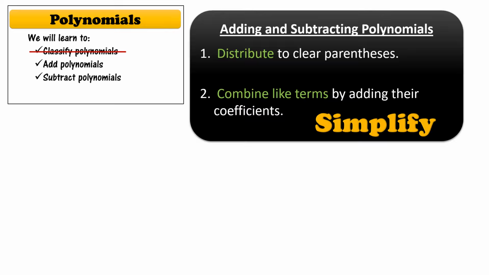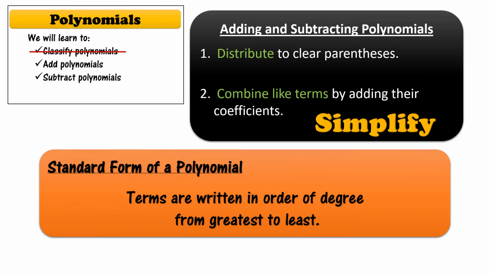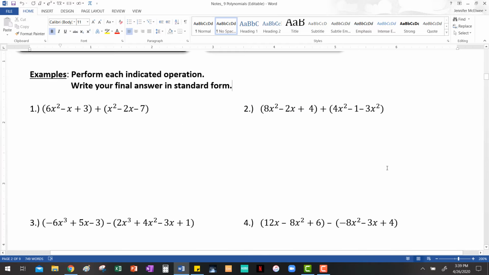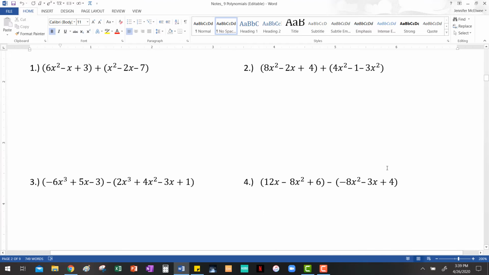Before we move to a few examples, I want to remind you that we'll be writing all of our final answers in standard form. To clarify, writing an expression in standard form means that we order the terms by degree, from greatest to least. Here we have a few examples of adding and subtracting polynomials. Let's start with number 1.